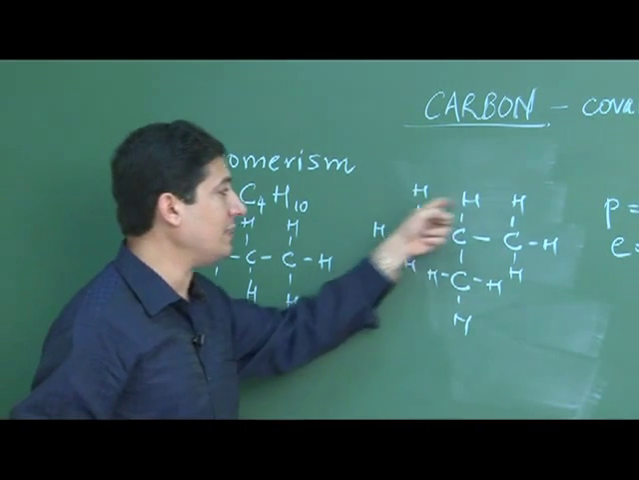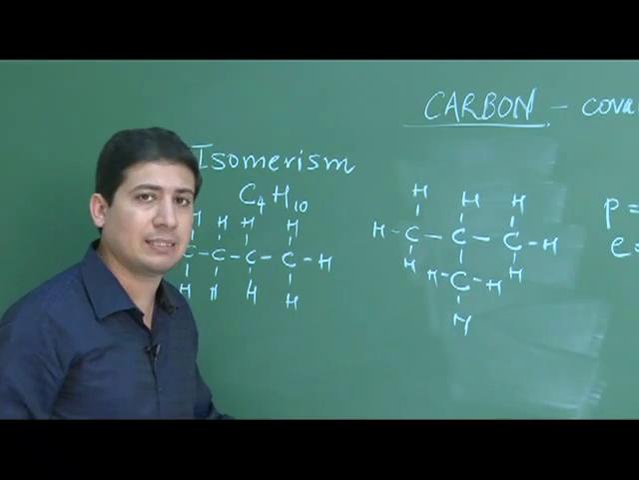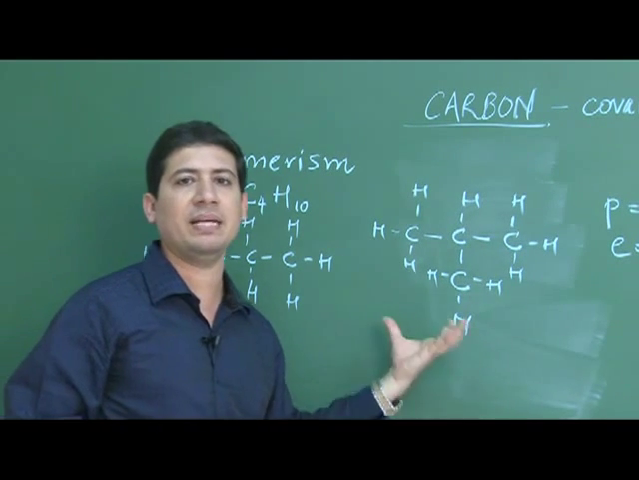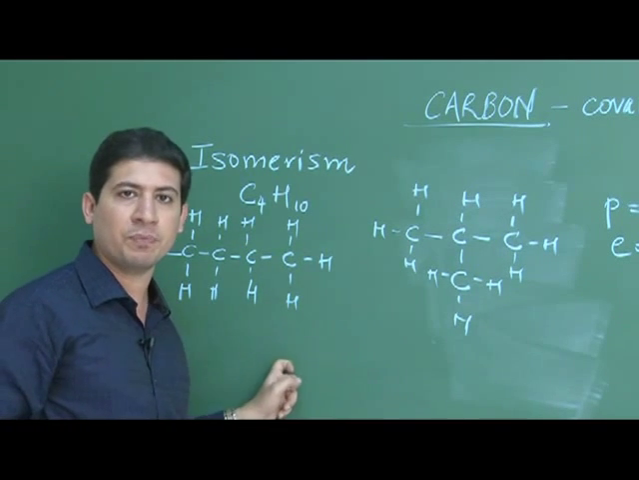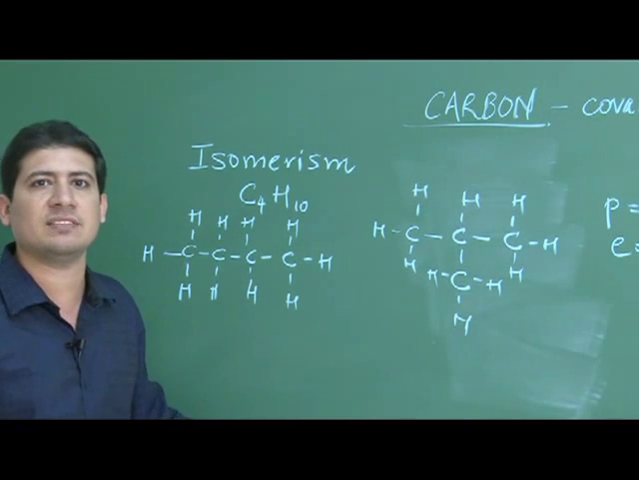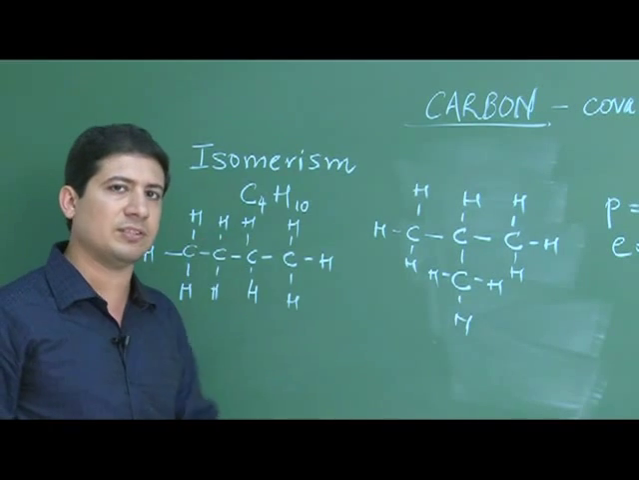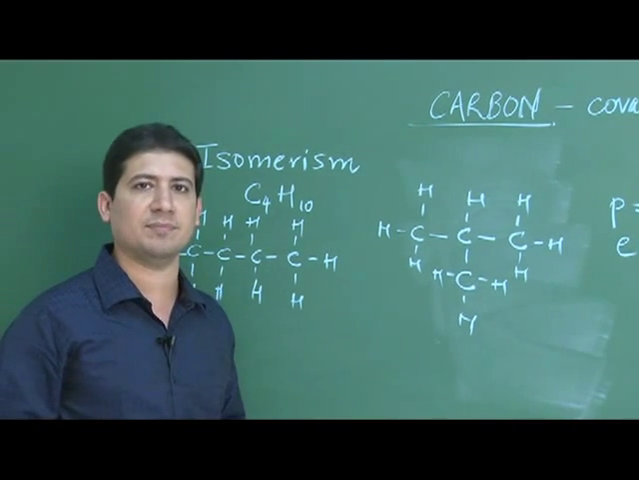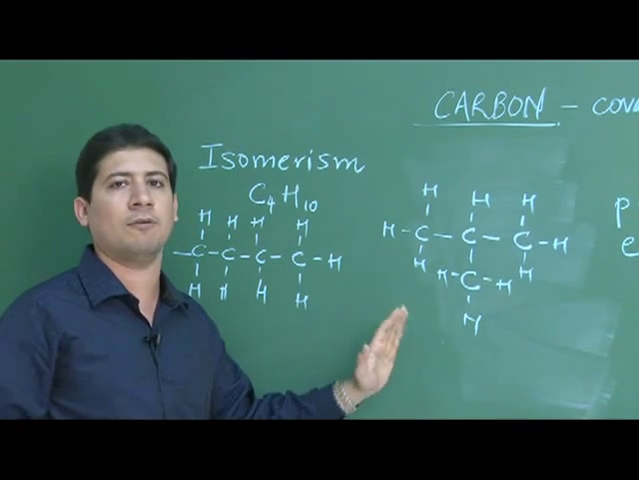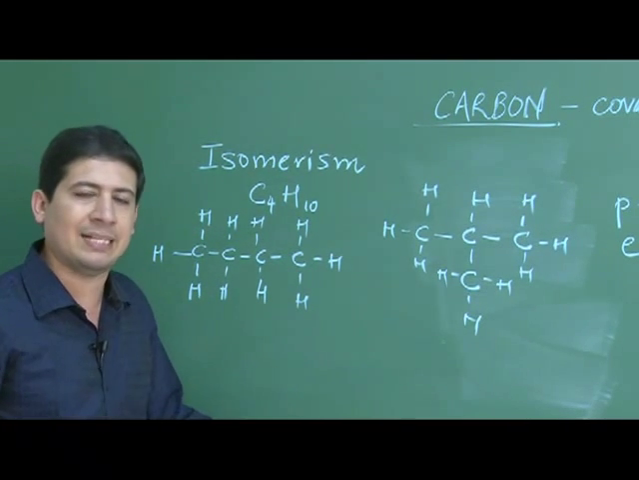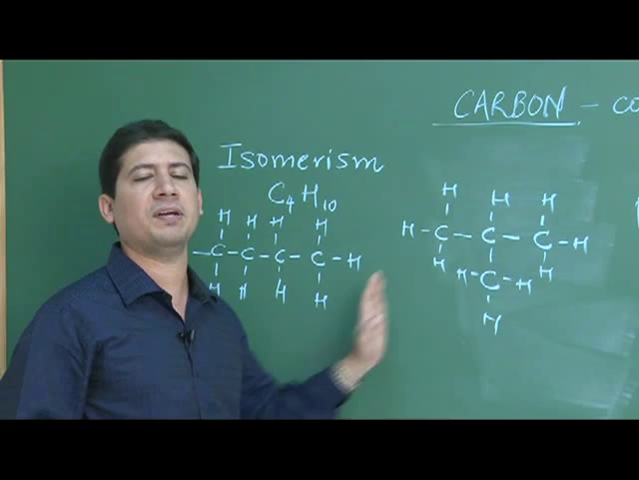Now here, if you once again counted the number of hydrogen atoms, you find that they turn out to be 10. So once again, what do you see? What's the difference between the two? Their constituents remain the same. 4 carbon atoms, 10 hydrogen atoms. But only due to the different arrangement of the carbon and the hydrogen atoms, they form different compounds.